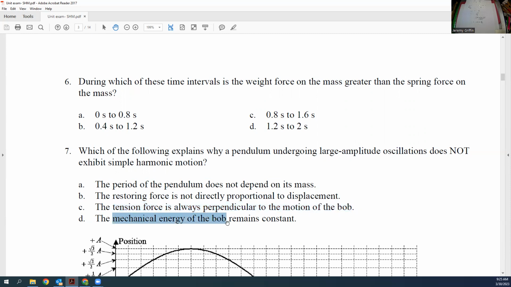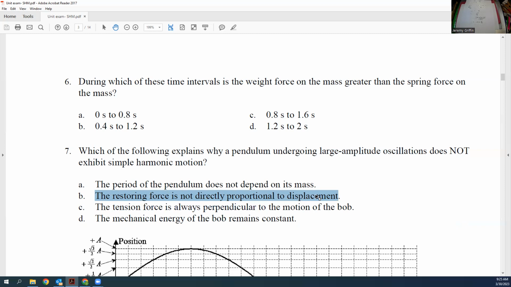The mechanical energy of the bob remains constant. Well, of the bob-Earth system, that would be true, but the bob itself, the kinetic energy is all going wacky. So that would not be true. That wouldn't be true anyway. Right. I'm kind of looking at B. Let me see if yeah, okay. So I'm looking at the answer key. They're saying the answer is B.